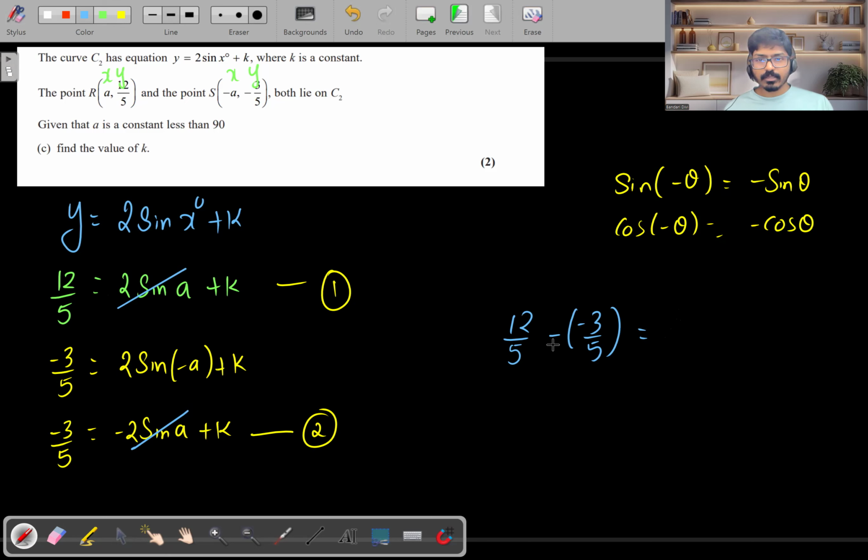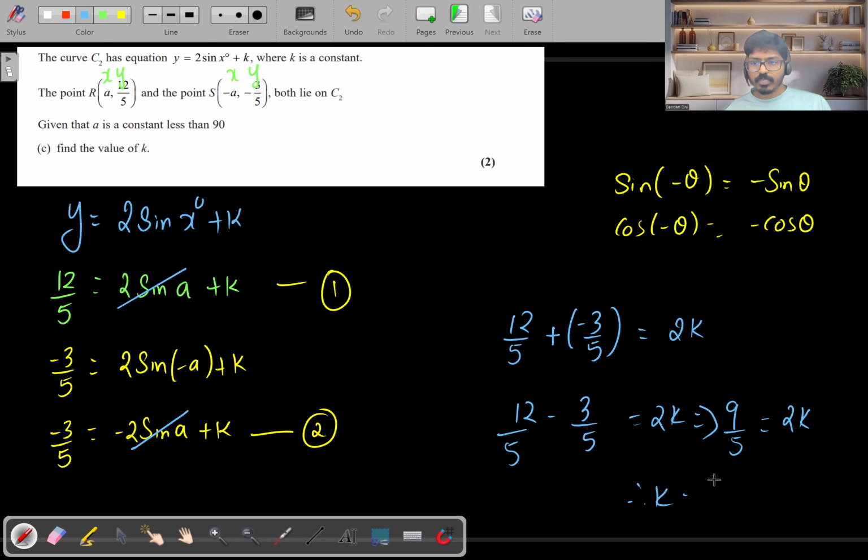Okay, so 12/5 and 3/5 addition, which is equal to k plus k, which is 2k, and then when we subtract, 12 minus 3 by 5, since the denominators are the same, we can combine them, which is going to be 12 minus 3, which is 9 by 5, equivalent to 2k. So therefore our k would be 9 upon 2 times 5, which would be 9/10. So this would be our answer for part C.